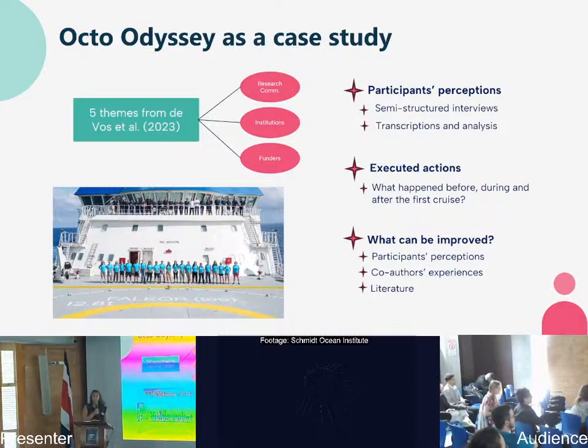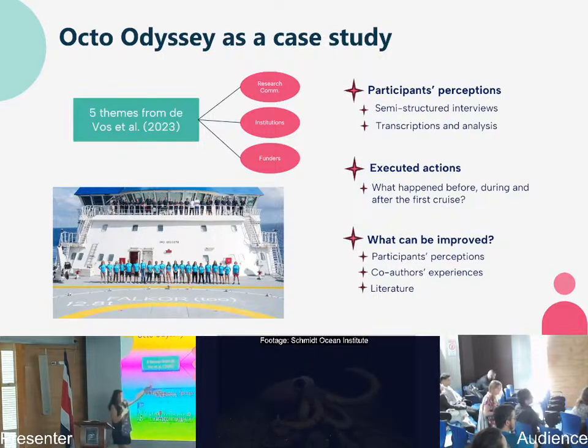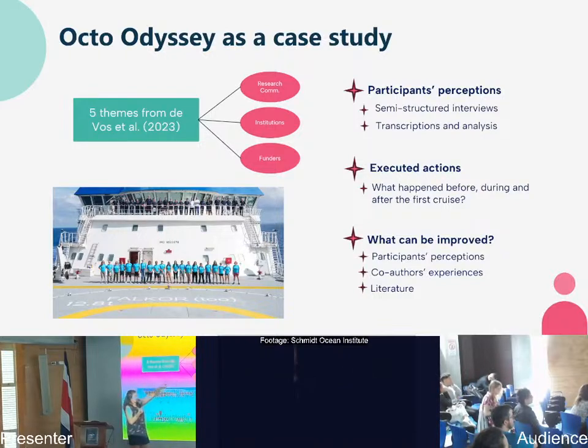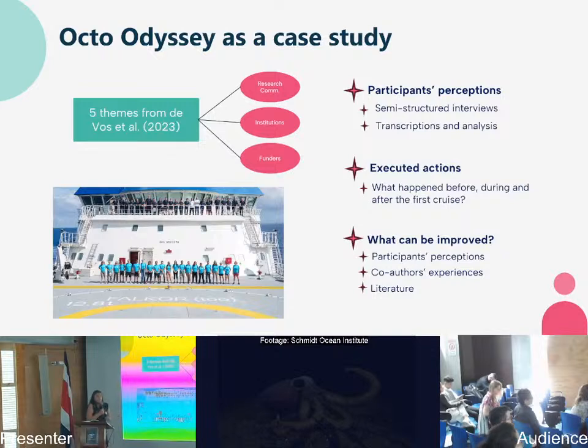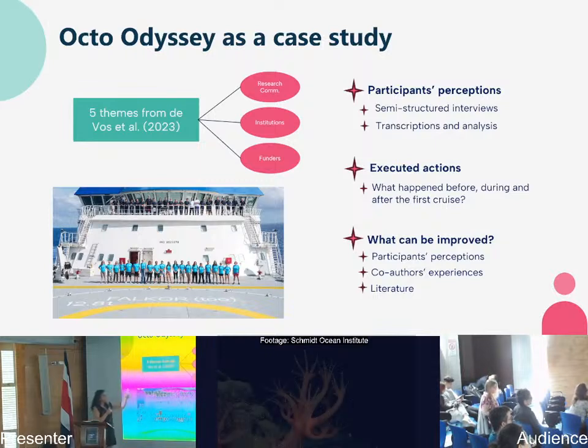In the context of the Octopus Odyssey, what we did is that we took the 5 themes and assessed them with information that we had regarding the research community involved in the expedition, the institutions, and the funders. In this case, we didn't consider the publishers because we didn't think it applied. And the information that we provided came through these 3 different approaches.